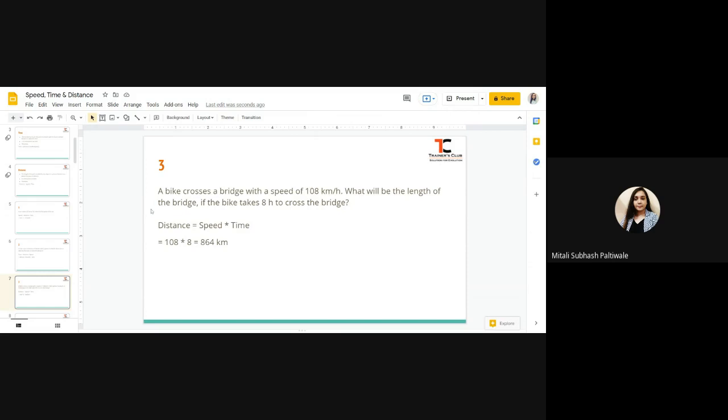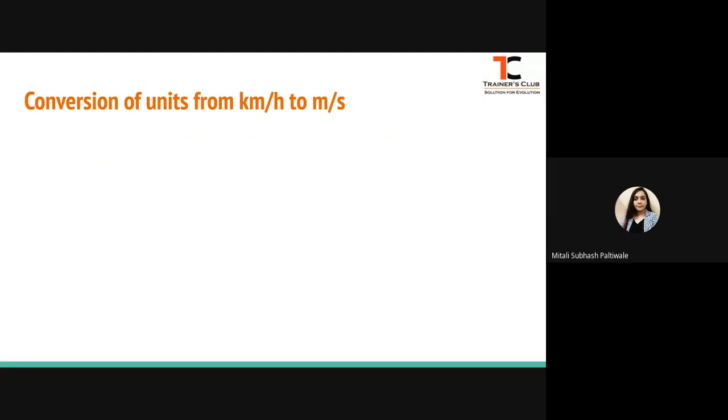Now, if at all one is asking you to convert units from kilometer per hour to meter per second, or vice versa, that is meter per second to kilometer per hour, then 1 kilometer is equal to 1000 meters, 1 hour is equal to 60 minutes, and 1 minute is equal to 60 seconds.